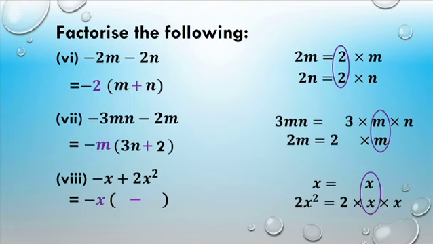So for the first term x, I have already taken x common. So again, it is not going to be 0, which is left, but 1. Why? Because 1 times x gives me x, whereas 0 times x will give me 0. So here I'm going to have 1 minus 2x. So minus x plus 2x squared when factorized will give me minus x into 1 minus 2x.